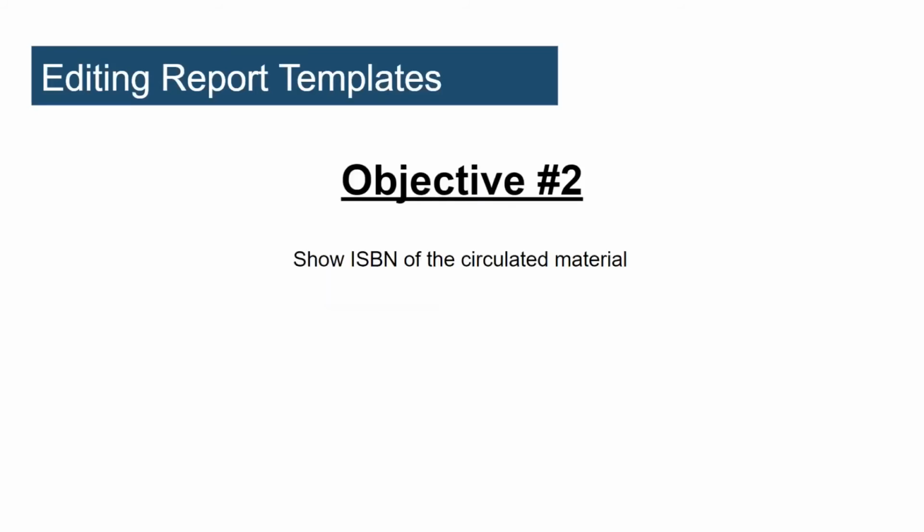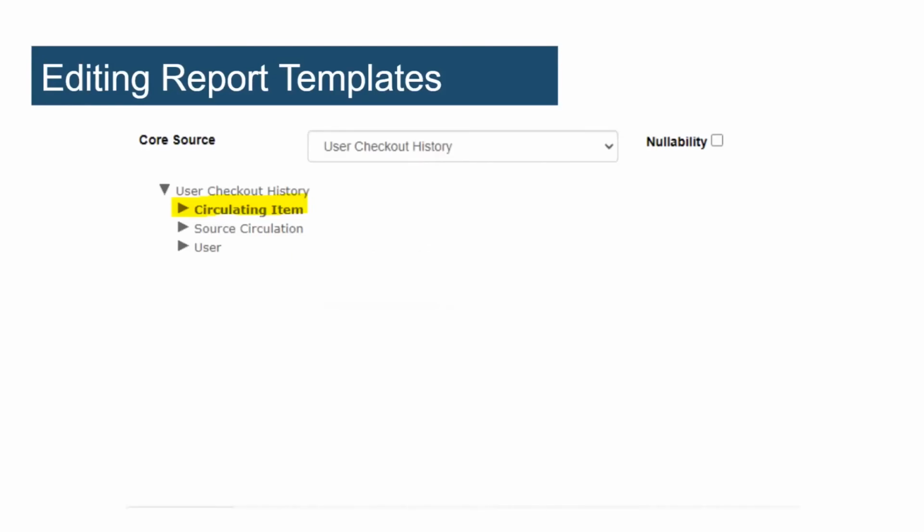Our second objective is to add a new display field to our report for the ISBN of the circulated material. This is much more complicated and will involve us digging deeply into the data linked to our core source. The first step is to expand the data connections of our core source. Click the triangle next to user checkout history to show all of the available connections. Next, we'll click on the circulating item connection.